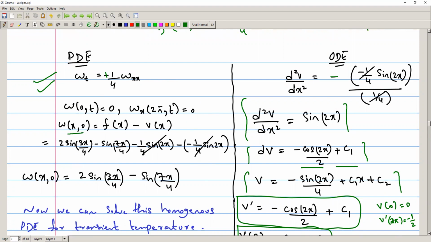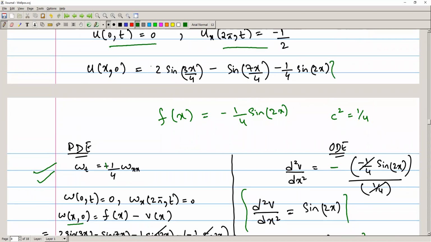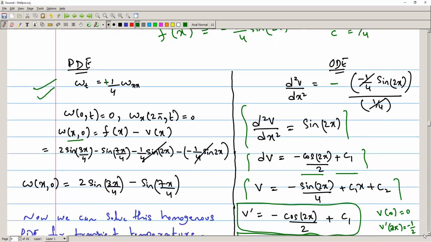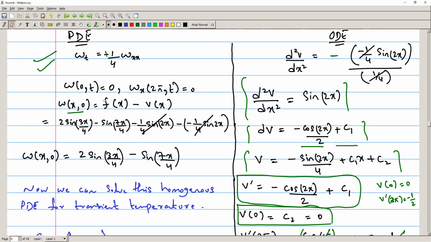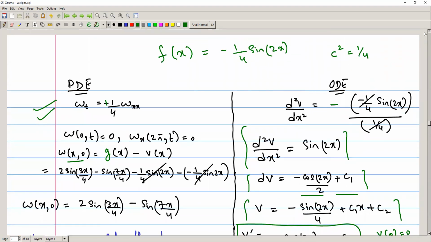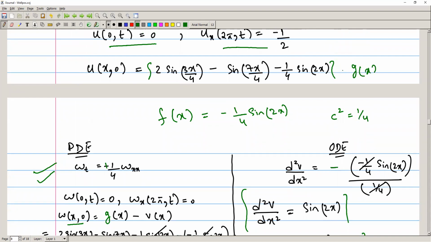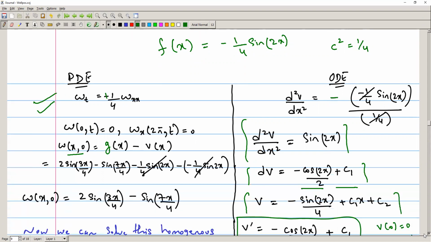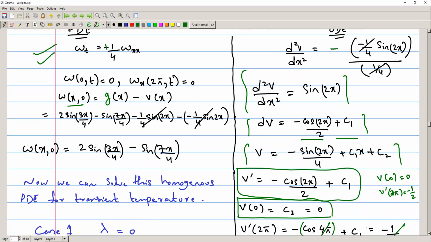And for the initial condition, we know that w of x comma 0 will equal f of x minus v of x, right? So f of x here is this function, what we called g of x in the previous part. It doesn't matter, as I told you, so we can write g of x here to avoid confusion. So it's g of x minus v of x. v of x we already calculated and g of x is given in the initial condition here. So now we can subtract v of x from g of x and we will get the initial condition for this problem, right? So this negative 1 over 4 sine 2x and negative 1 over 4 sine 2x will cancel each other out, so we are left with only this function, right?